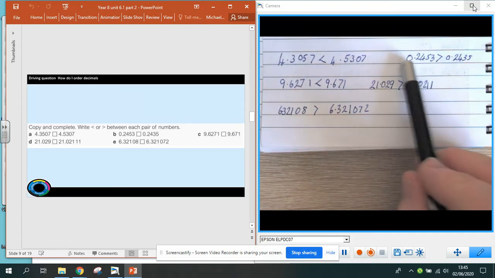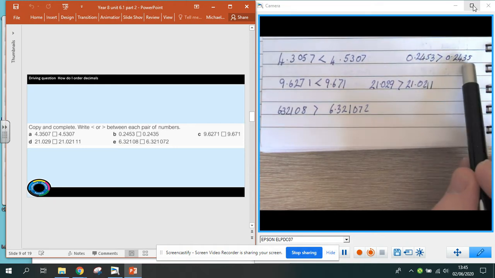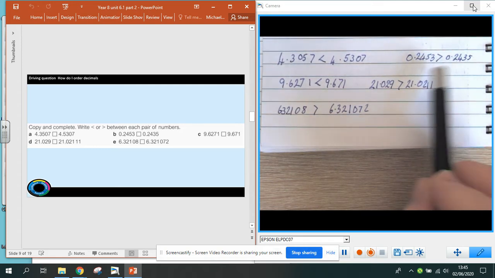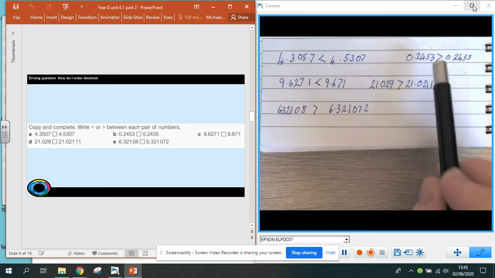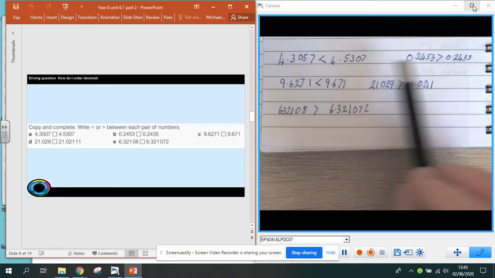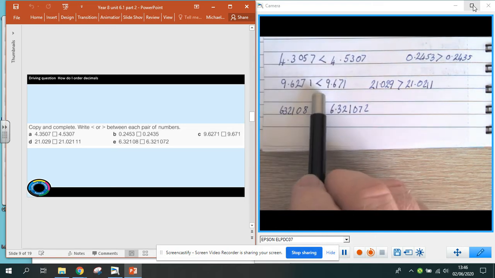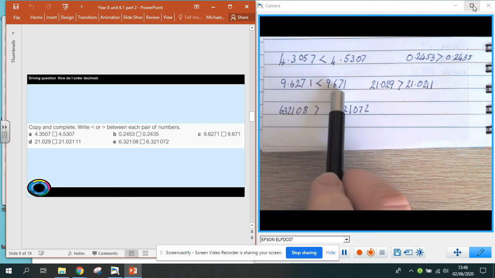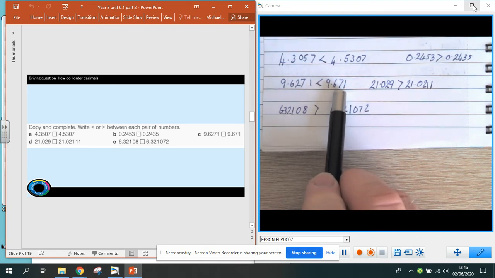Start on this one. 0, 0, 2, 2, 4, 4, 5, 3. As soon as I see that 5 there and the 3 there, that means this number is bigger. So this number is the greatest. So this number is less than this number, which is greater than this number. The next one, 9, 9, 6, 6, 2, 7. Comparing the place value, this has got the highest place value in the hundredths column, so this number is the biggest.